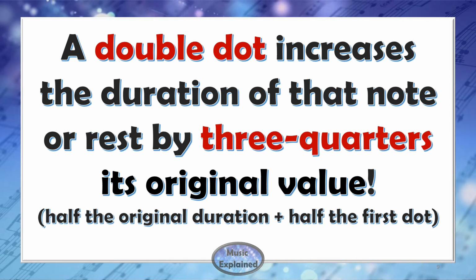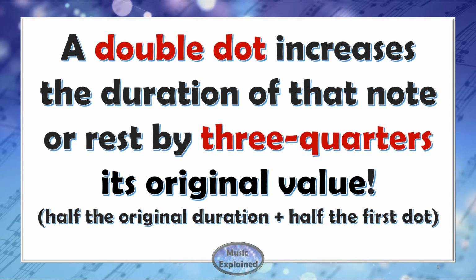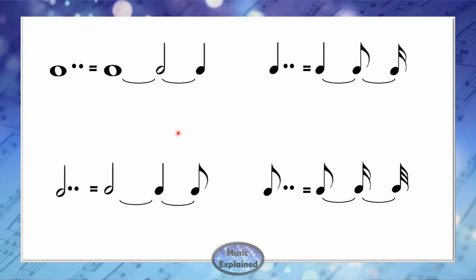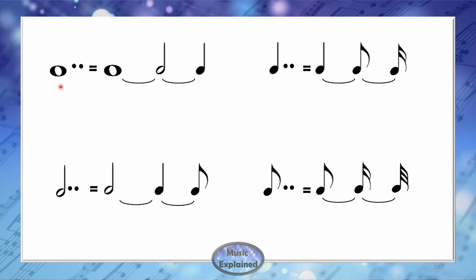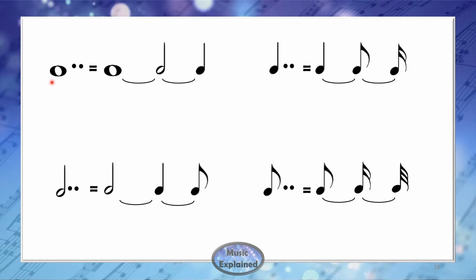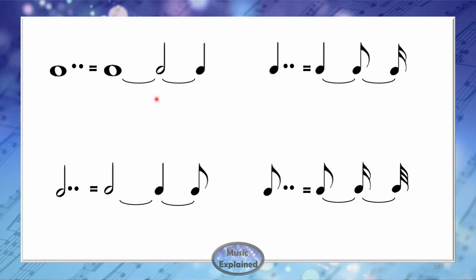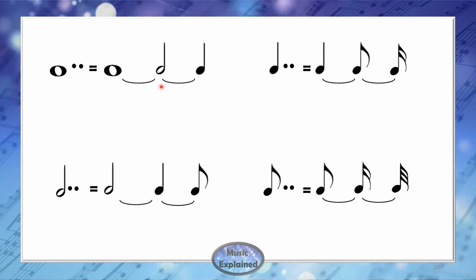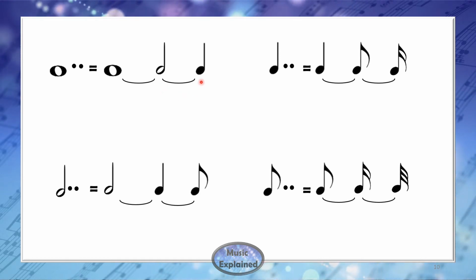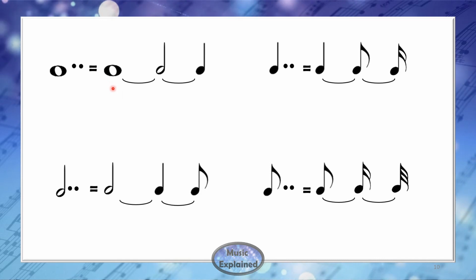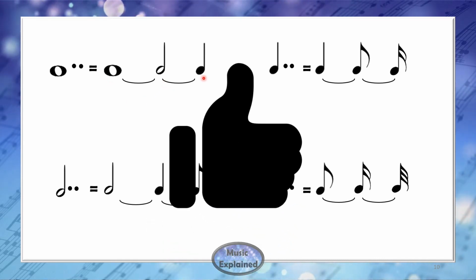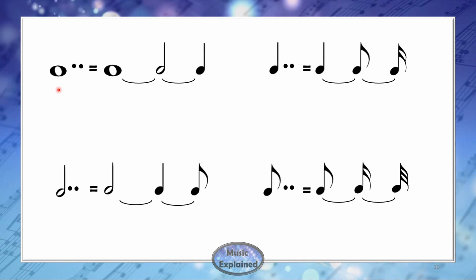Half the original duration plus half the first dot. Let's take a look. We have a whole note with 2 dots. Let's see how many beats this note will be. So we have the whole note, which is 4 beats. Then we add half of its value, 2 beats. Then we have half of this value, which is 1 beat. We have 4 plus 2 plus 1. And that will equal 7 beats.